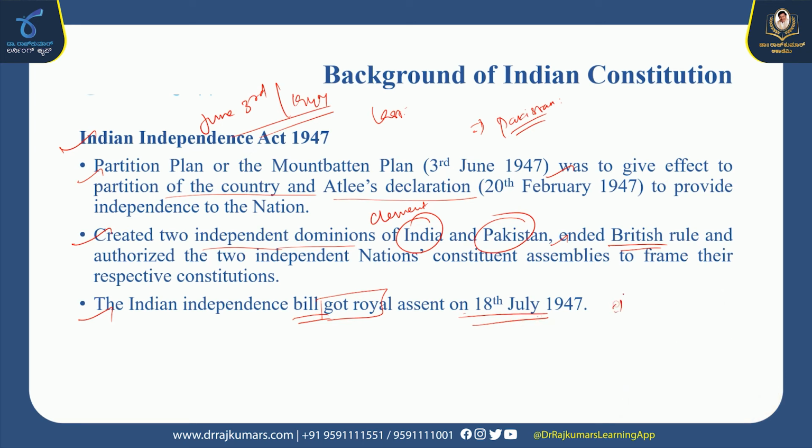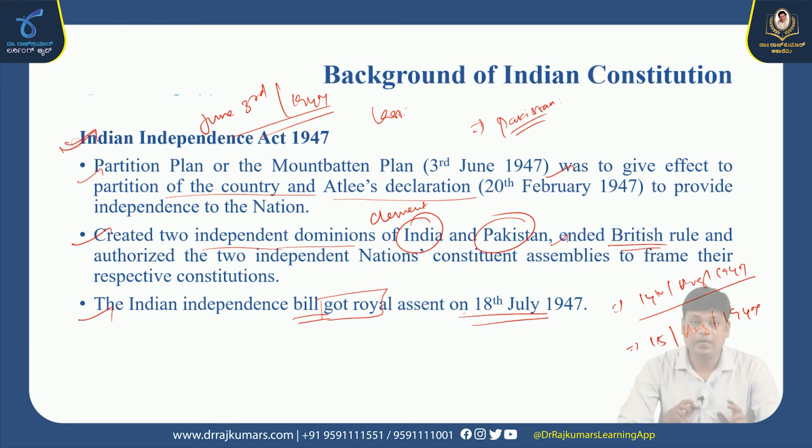Then you know the rest of the history. On 14th August 1947, Pakistan got independence. On 15th August 1947, India got independence as per the Indian Independence Act of 1947. So these are all the provisions and also the background of our Indian Constitution. After this background, the Constituent Assembly played a key role in drafting our Constitution based on the socio-economic and political condition of India.